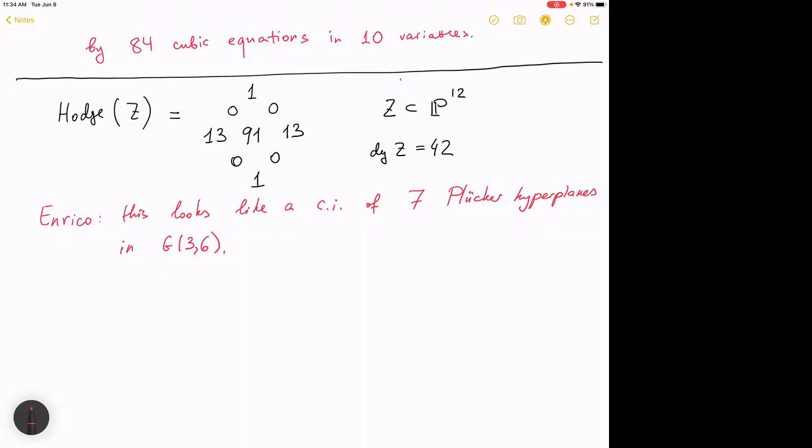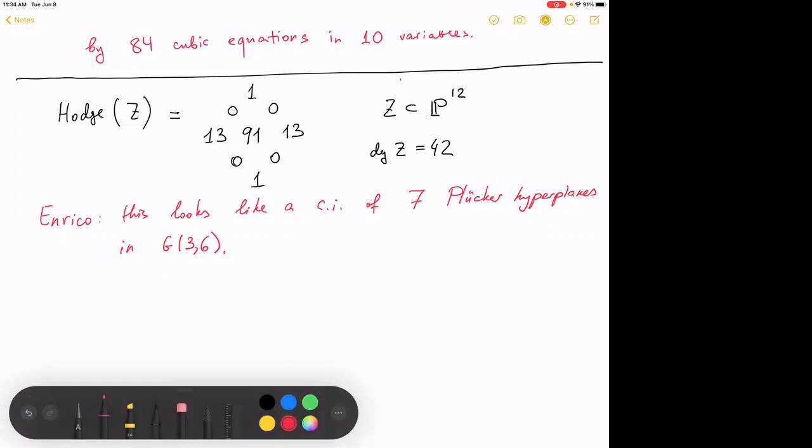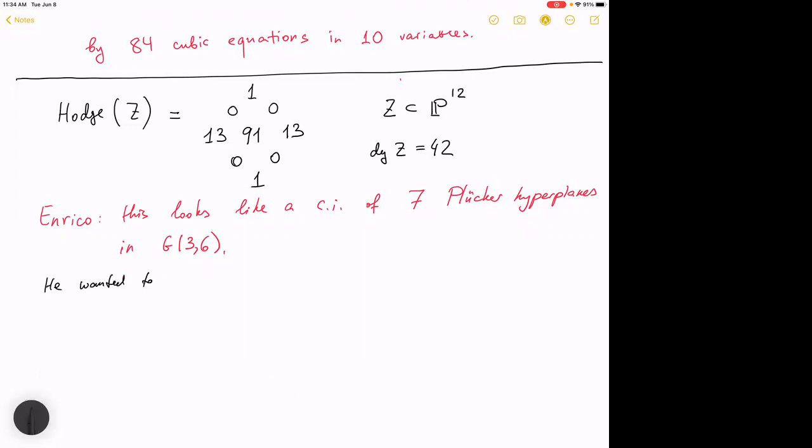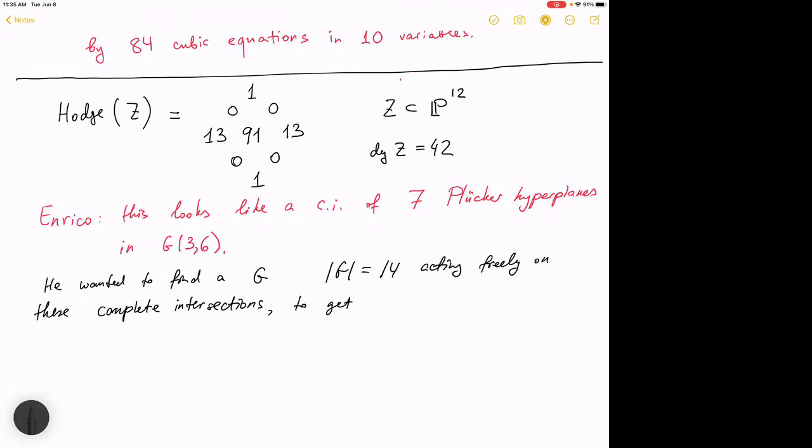And what Enrico was interested in is trying to find a group of order 14 acting freely on these complete intersections, to get this type of surface. So when you take a quotient, then it would be this surface, which are very interesting families. You can study them, try to classify them. So he wanted this. Unfortunately for him, he only found a Z7, a cyclic group of order 7 acting.